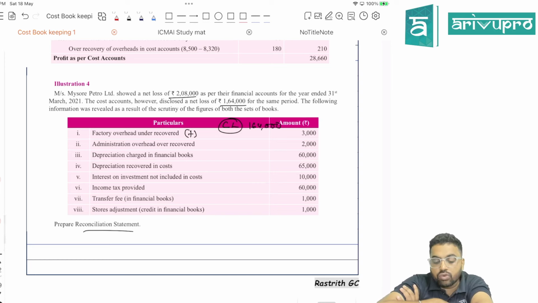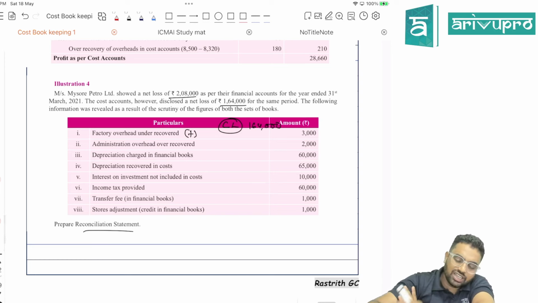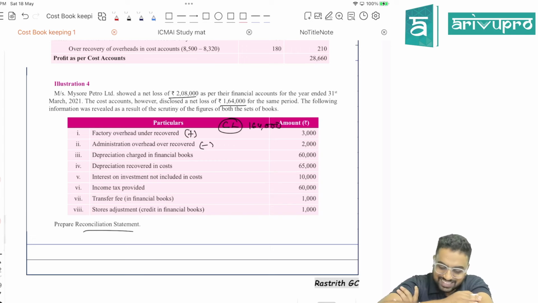Admin overhead is over recovered, it seems, which means in your cost books you are showing more expense. More expense means more loss, whereas in your financial accounting less loss. Reduce the loss. All good? Yes, sir.